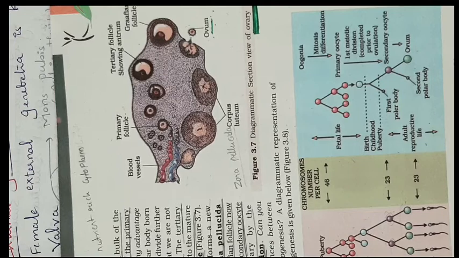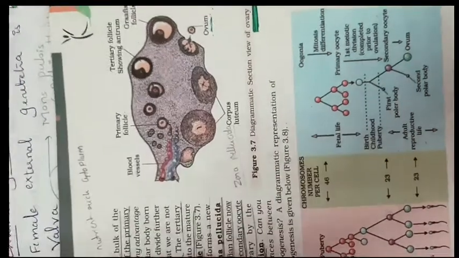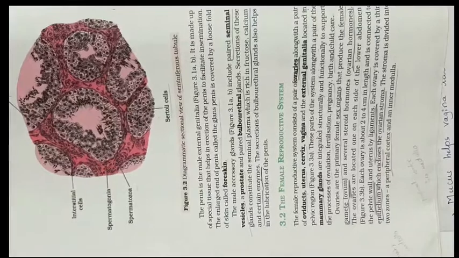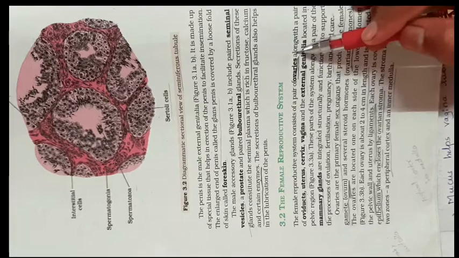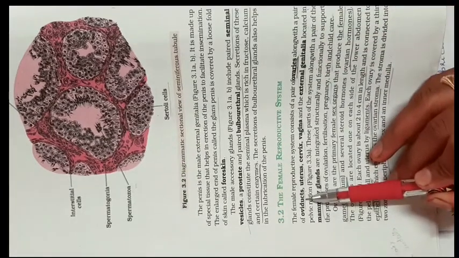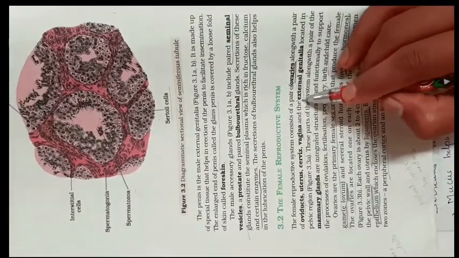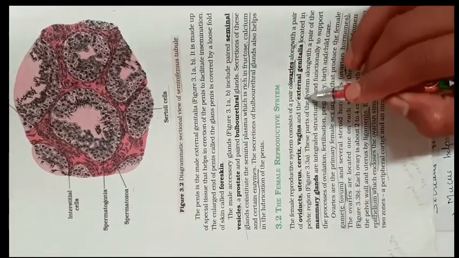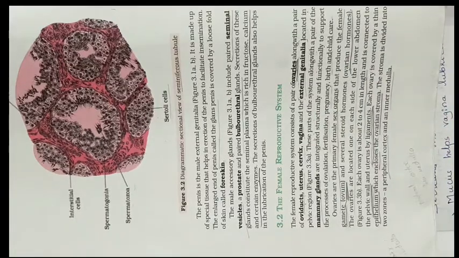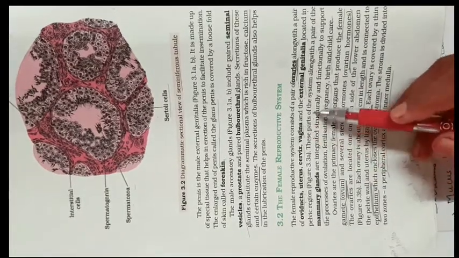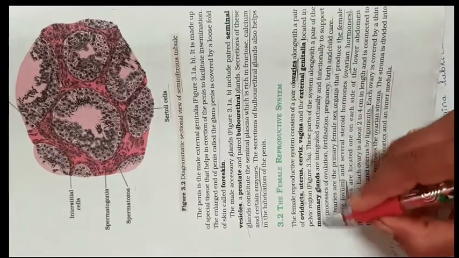Today we will discuss the next part of the female reproductive system. In the female reproductive system we already discussed the ovaries, oviduct, that is the fallopian tube, uterus, cervix, and vagina. Only the remaining part is the external genitalia, and also the glands associated with the reproductive system, that is the mammary gland. We have to discuss.